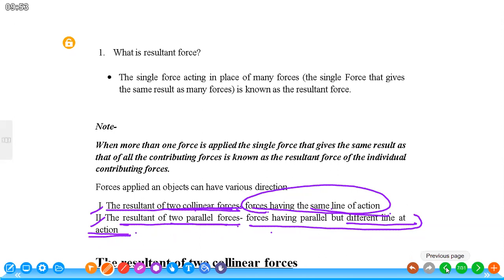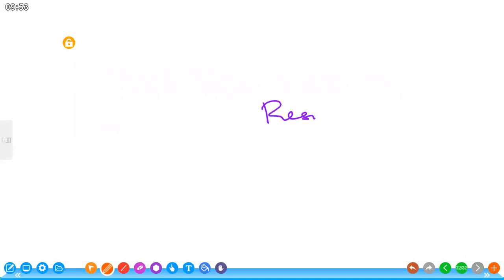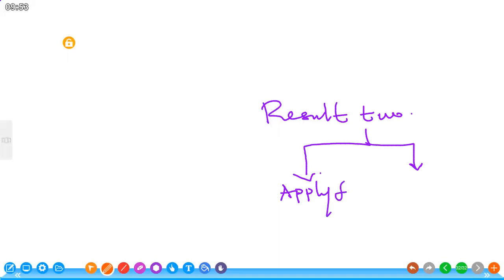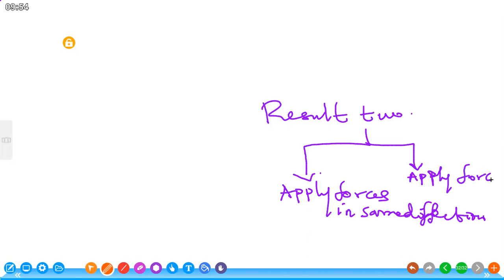The resultant of two collinear forces can be classified into two ways. Students, it is also important to note it. One is applying the forces in the same direction. And the second one is applying the forces in opposite directions.